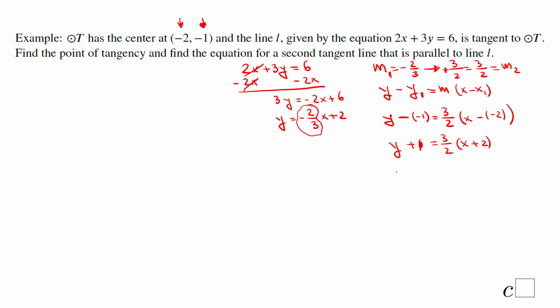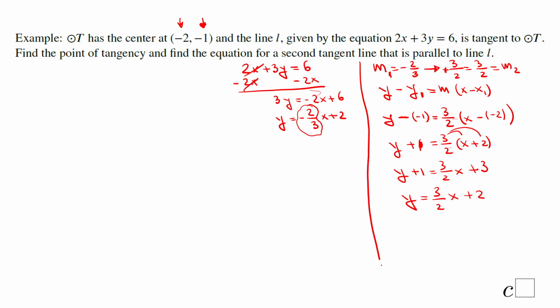I'm going to use the distributive property here. Y plus 1 equals 3/2x if we multiply this. And how much is 3/2 times 2? That is just 3. So one more step, subtract 1, and we have y equals 3/2x plus 2. This is the equation of the line that is perpendicular to the given line, the line that will contain the radius we're looking for.